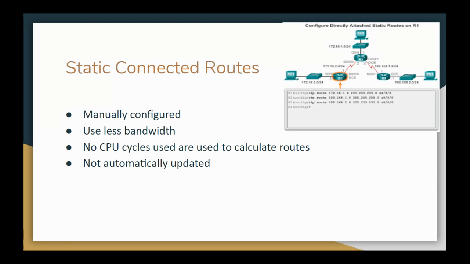If the network topology changes, the benefits of using static routes include improved security, less bandwidth usage, and no CPU cycles are used to calculate and communicate routes. The only disadvantage to static routes is that they're not automatically reconfigured if the network topology changes.